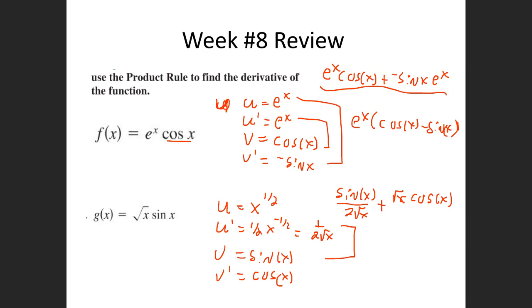I was surprised at how well everybody did on the product rule. Any questions on that before we move on?